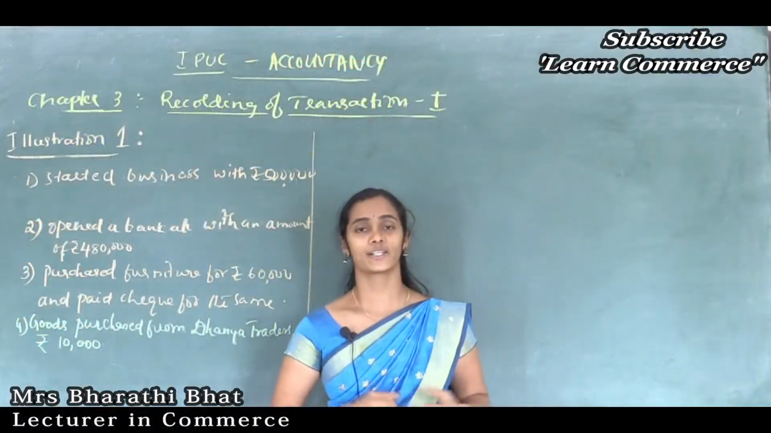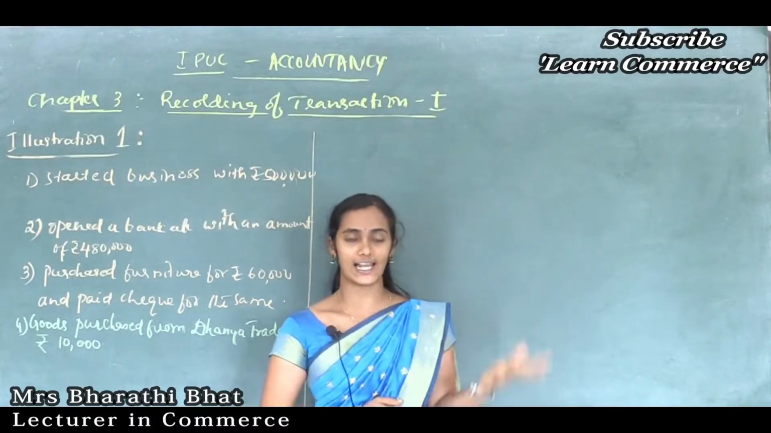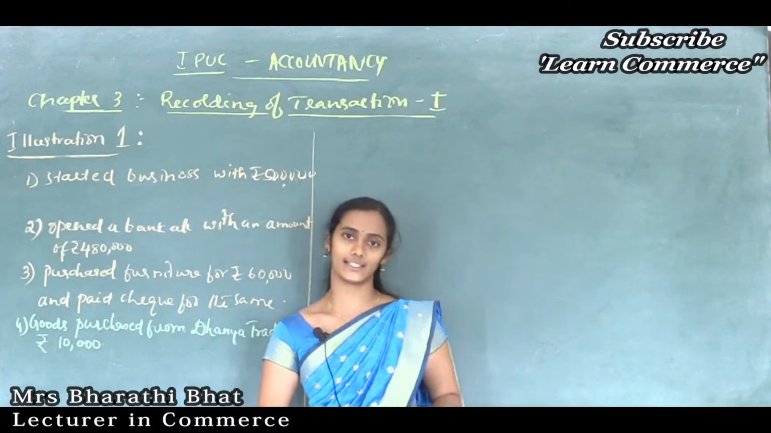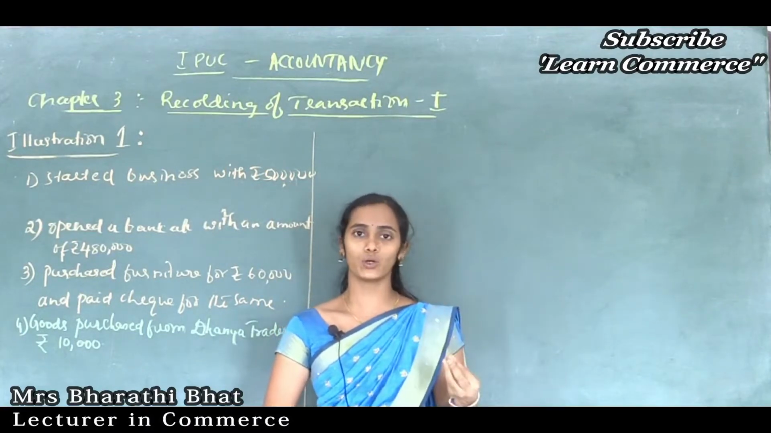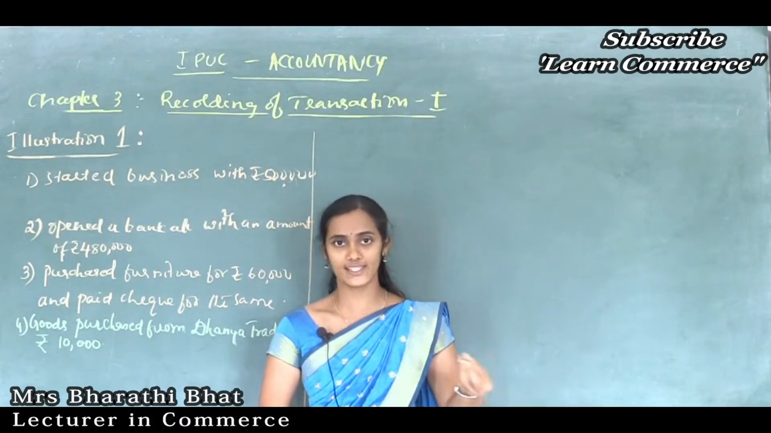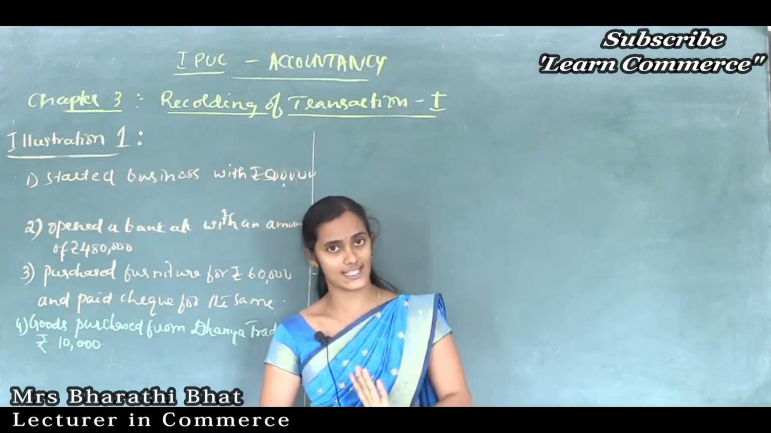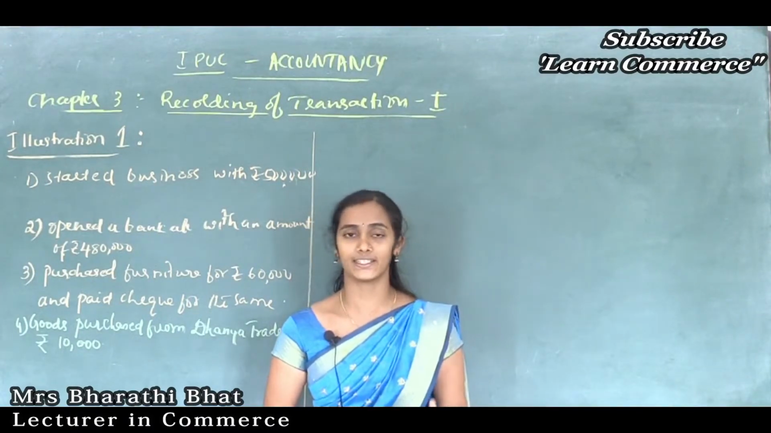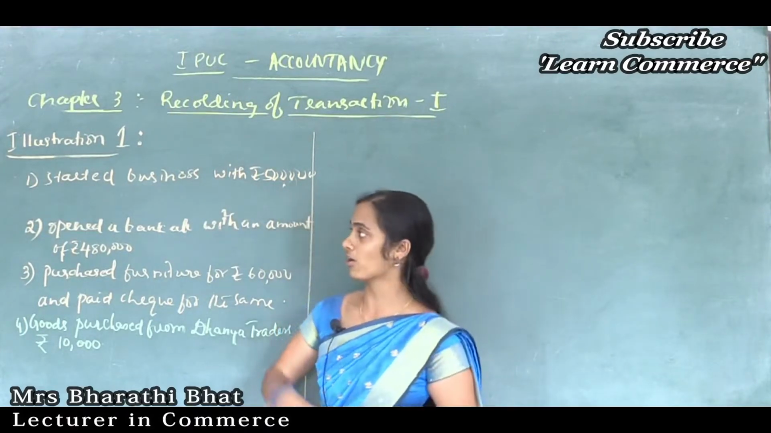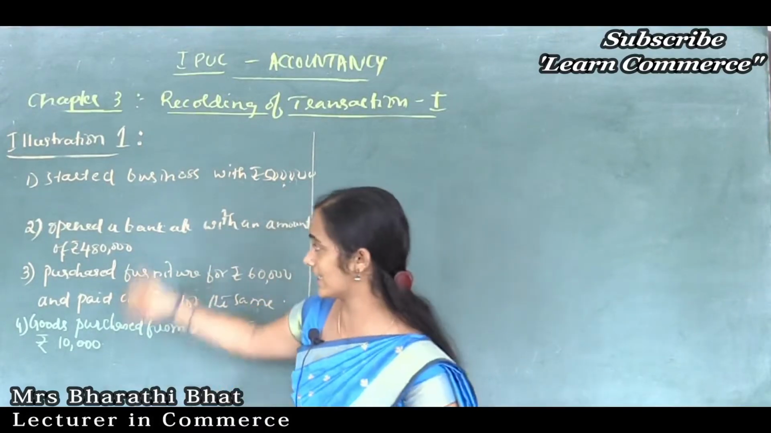Hello my dear students, welcome back to First PU Commerce Accountancy online classes. Dear students, in the last class we studied the basic rules of debit and credit. So now we know the basic rules of how to pass journal entries. Those rules are very important, and now we know the rule to record assets, the rule to record liabilities, and the rule to record other types of accounts. Correct, right? So let's start the illustration part to solve some illustrations.